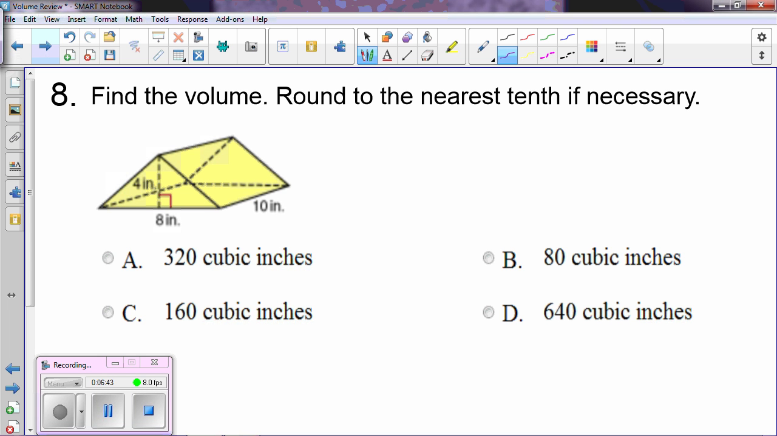Find the volume, round to the nearest tenth if necessary. First, let's figure out what kind of shape we have so we know what kind of base we have.